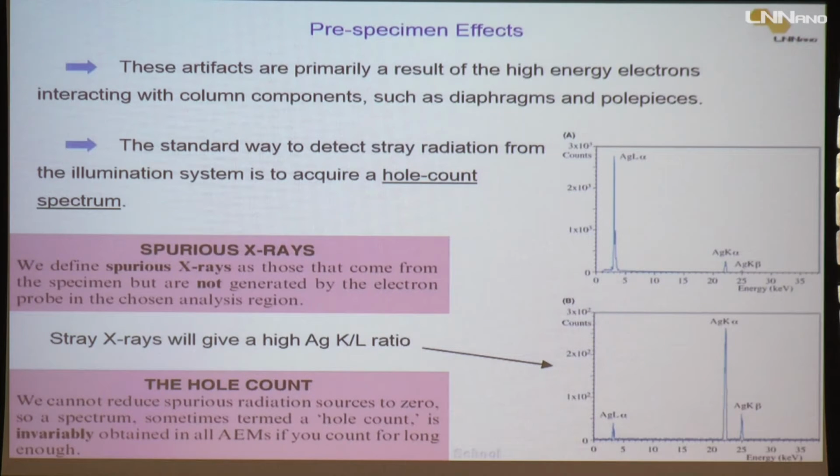You remember that the L transition was more probable than the K ionization. I show it just to remind you, okay? The L is more probable than K, okay? But in this situation here, when you have just an artifact, this is not real, this is an artifact, okay? You have this kind of inversion in the signal that you measure, okay?